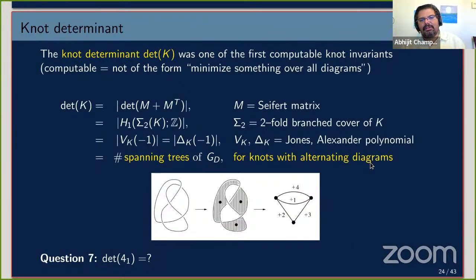Here is an example of another knot invariant, a very classical invariant, and one of the first computable invariants. By computable I mean that it was not defined as minimizing over the set of all diagrams. This is called the determinant, and we'll see a definition tomorrow when we do the topology, that it's actually a determinant of some matrix. It can be obtained from the famous polynomial invariants, the Jones and the Alexander polynomials, and it's actually the number of spanning trees of the Tait graph for alternating diagrams. If you have an alternating diagram, the Tait graphs have the same sign, and you can just count the number of spanning trees of the graph, and that gives you a knot invariant. You can see that it has some topology in it, it has some diagrammatics in it, so it has many different points of view. It's a very nice and classical invariant. So the question is, what is the determinant of the figure 8 knot?